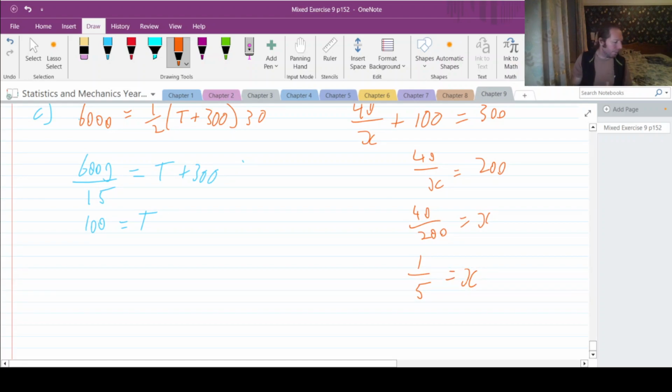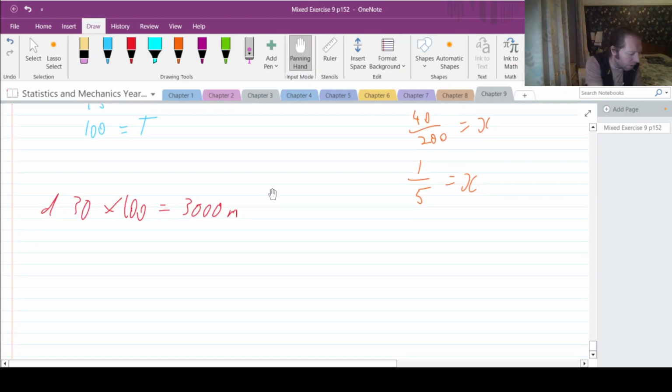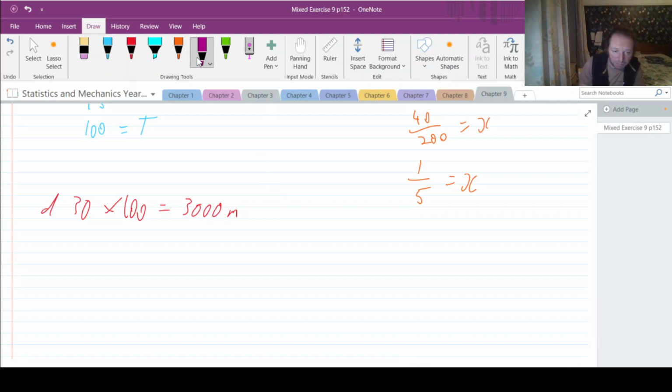Right. Part D. Calculate the distance the train travels at a constant velocity. Well, if it does 100, we just worked out that big T is 100 and it was doing 30. So D must be, was it doing 30? Yes, 30 times 100, which is 3,000 meters. Okay, straightforward, really. They gave us 2 marks for that. That was very kind of them.